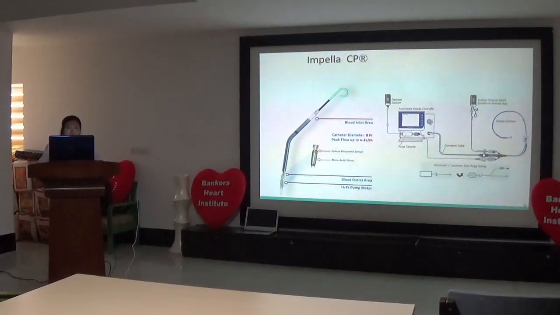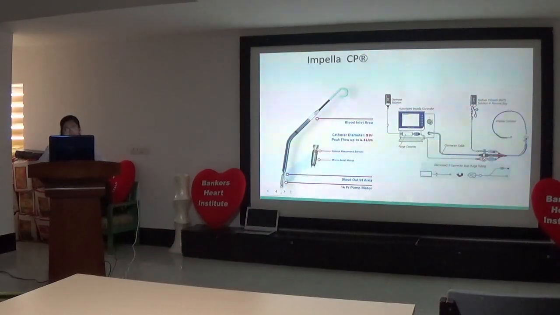Looking at the components of the impeller, it has a pigtail catheter at the end, which helps in better lodging in the left ventricle to avoid any perforation. Then it has a blood inlet area, and this part remains in the left ventricle. This is the shaft, in which there are helix structures through which the blood circulates. This end is the outlet end, which is in the ascending aorta.